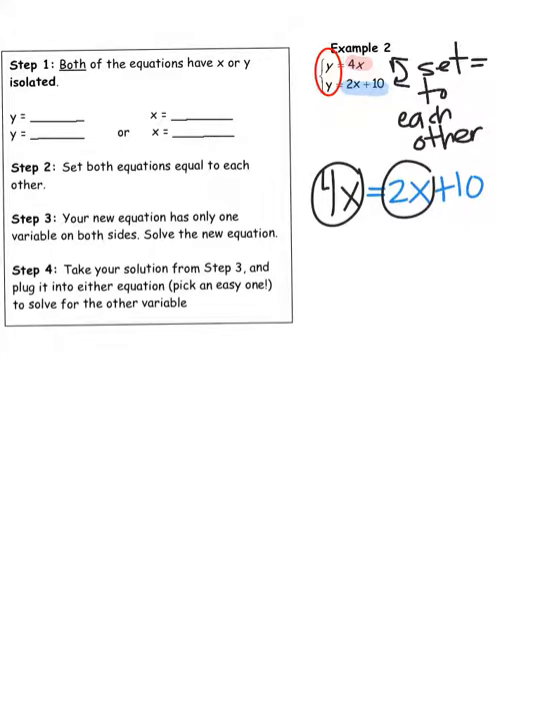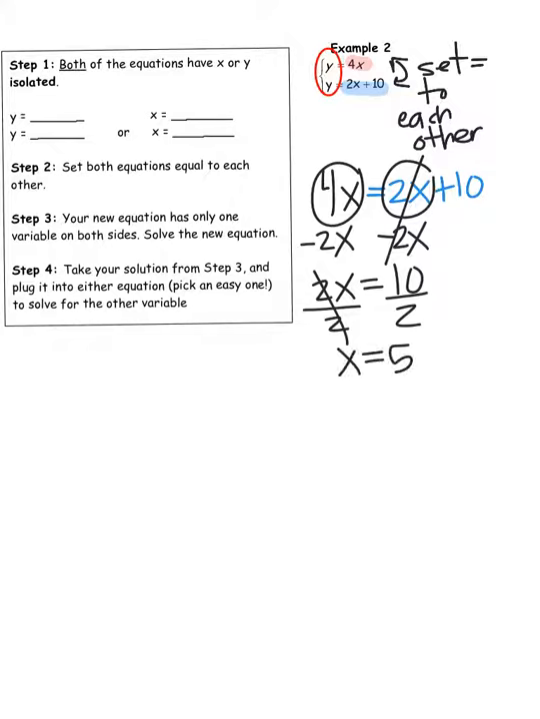How we learned how to do this in Unit 2, or maybe Unit 1, is we picked on the smaller of the two, which is 2x, and we subtracted 2x from both sides. And when we do that, we get 4x minus 2x, that's 2x, equals, these cancel out, 10. Simple equation to solve. Divide by 2, and I get that x equals 5.